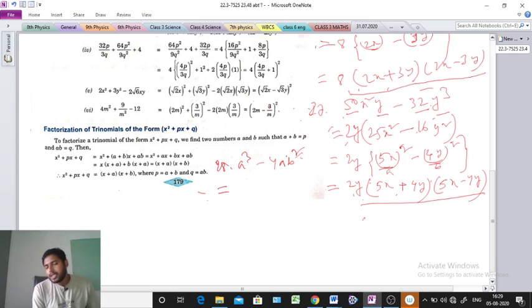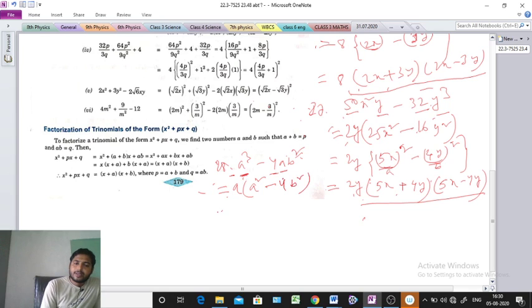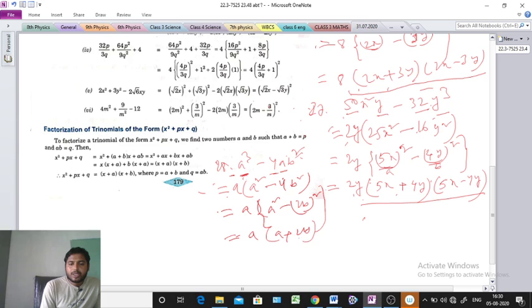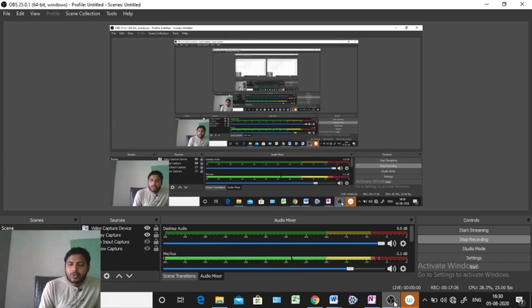First take the common portion. Is any common portion there or not? 4 is there, but here no common. So what to do? Here a cube is there, and here a also is there. So we can take a common, and if we take a common, what will come? A square will come, minus, and here 4 will come, and a common taken, so b square will come. Clear or not clear? So we are getting a square minus 4b square, meaning 2b whole square. Understood? So that means we are getting a into a plus 2b into a minus 2b. This is the answer. Clear? I hope clear.